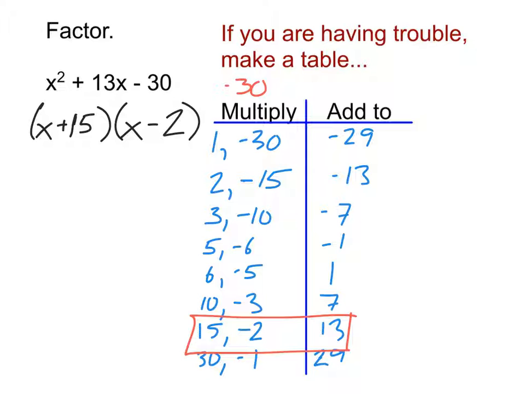Now, some of you, when you do this, might be thinking about it slightly differently. You might come up with the answer x minus 2 times x plus 15. Is that okay? Yes, because both parentheses are exactly the same. Notice minus 2, minus 2. All we did was change the order we multiplied them in, and yes, that's allowed. And so either way works.